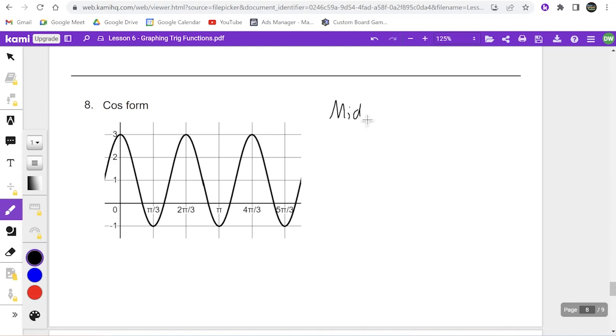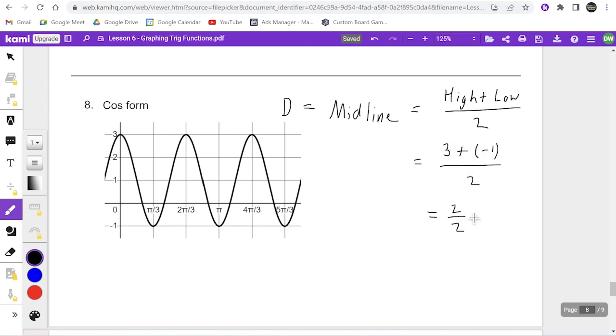If you want to find the midline, and remember the midline is d, so d equals the midline, and that equals the formula high plus low divided by 2. So the high is 3, the low is negative 1, because, just look at the negative 1, that's the low point, divided by 2. 3 plus negative 1 is 2, 2 over 2 equals 1, d is 1. That's where my midline is. I'll put a dashed line there.